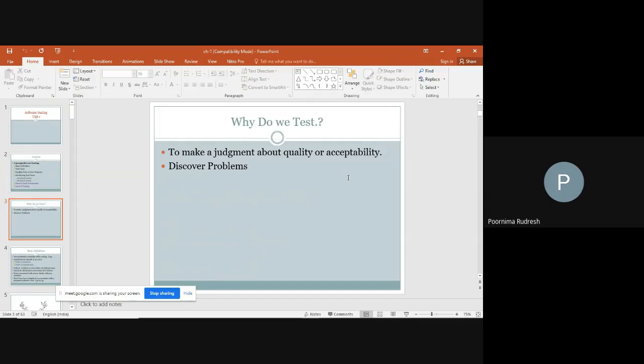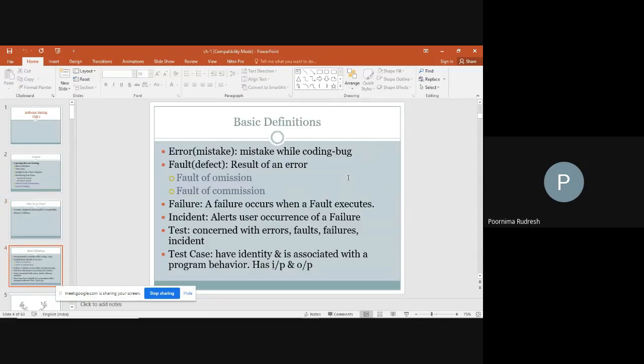Then once again, why we need to perform the testing on the developed app? To identify or to discover the problems in the developed app. Okay, to identify or to discover the problems in the developed app, we are going to perform the testing. So the main reason for testing is to make a judgment about the quality or the acceptability of the product, and also to identify or to discover the problems, we are performing the testing. So next we'll move on to the basic definitions of testing.